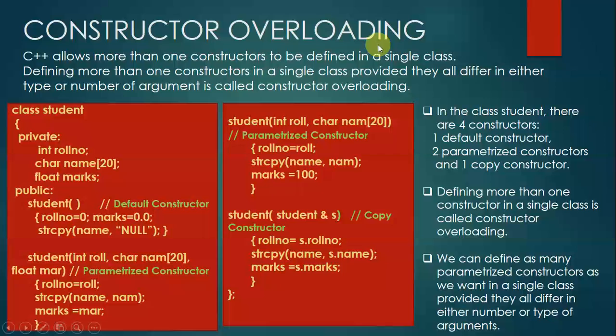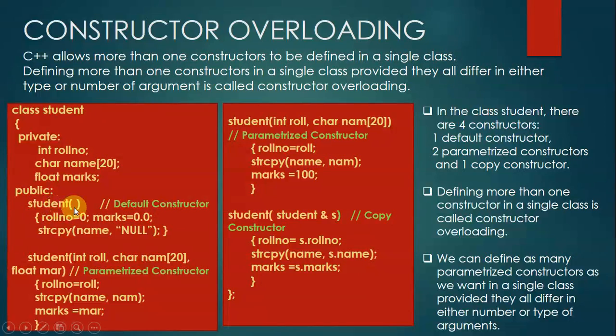Now let us see what is constructor overloading. C++ allows more than one constructor to be defined in a single class. We have already seen in all the earlier examples, we were declaring all the three types of constructors in a single class. So defining more than one constructor in a single class, provided, very important to learn, provided they all differ in either type or number of arguments, is called constructor overloading. So constructor overloading can happen only if, although we are defining more than one constructor and all the constructors have the same name, they differ either in the type or number of arguments.